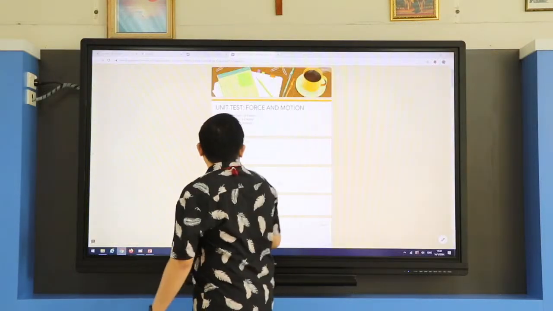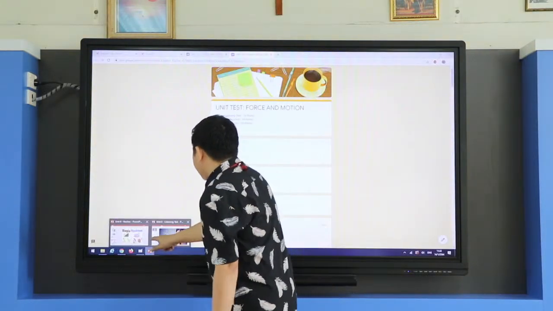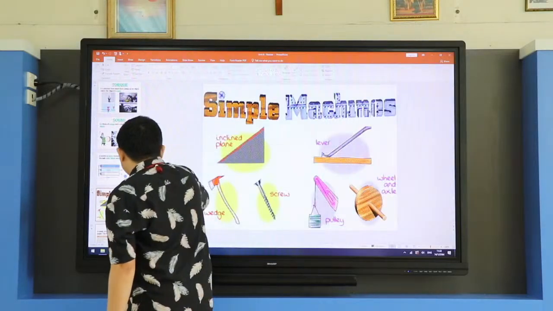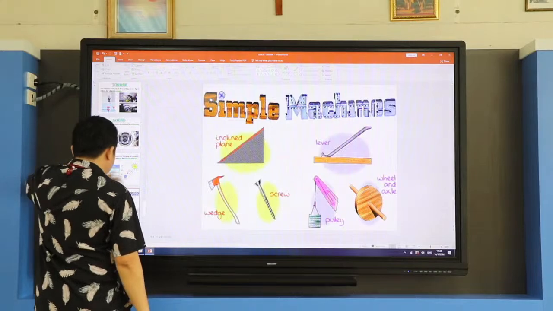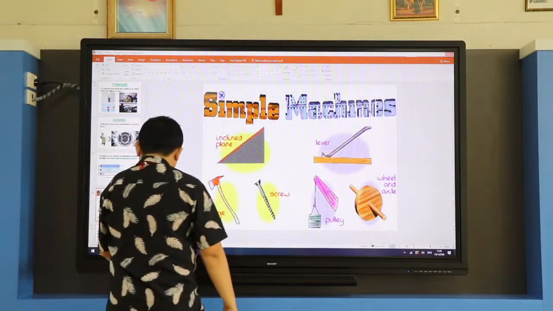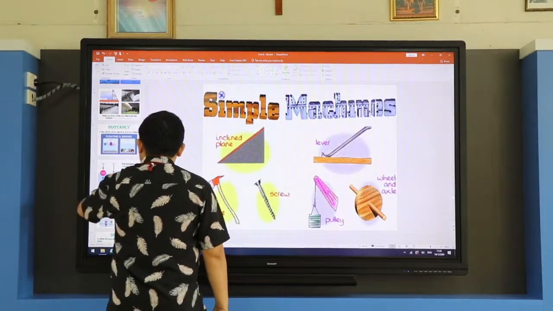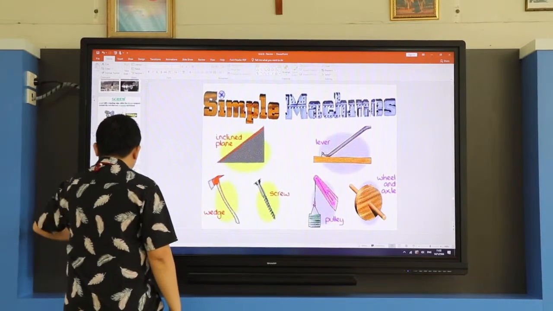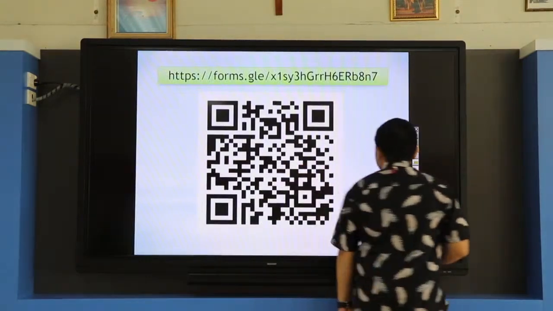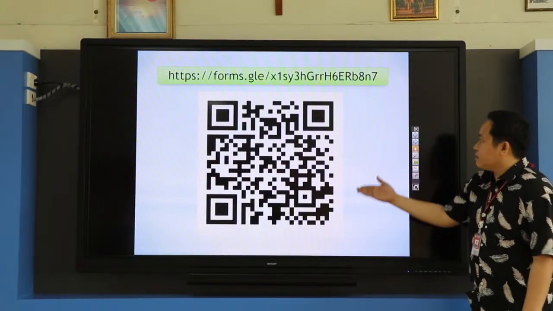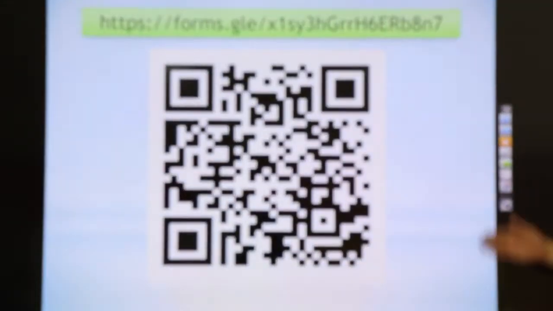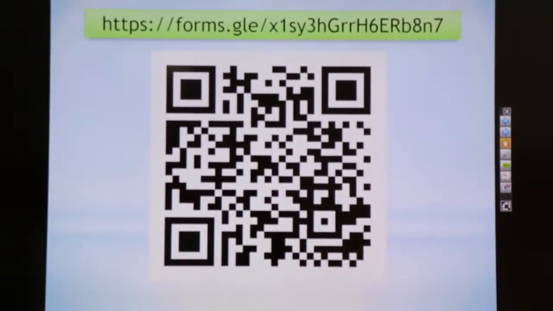We shall save our time in answering our test. Please get your mobile phone now and be ready to scan the QR code for our Google Form exam. I'll give you 2 minutes to scan, please. Or you can open using the link. For those who cannot scan, you can open using the link presented.